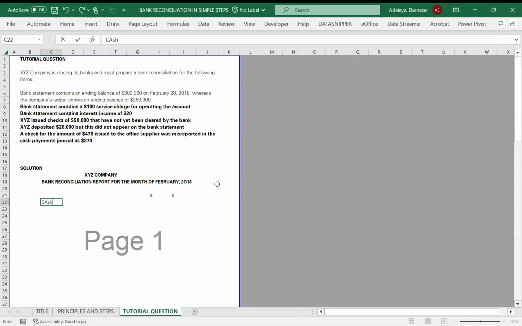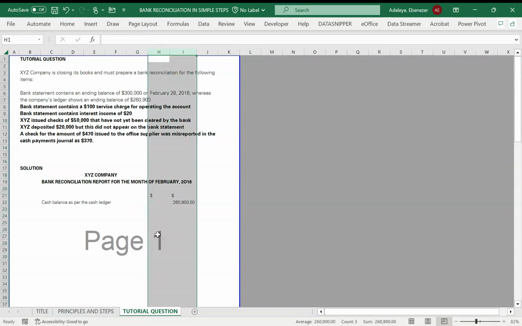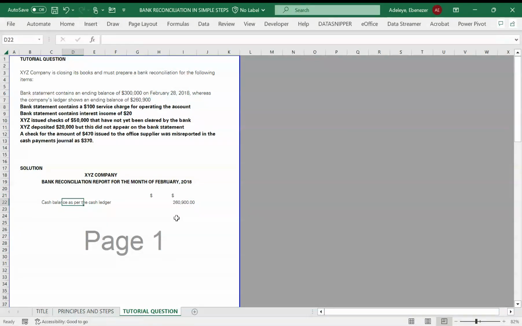So let's just have the cash balance as per the cash ledger, right? And how much is that? We have $260,900. I've formatted these two columns to be accounting. That's the reason for the look. The second thing is to have an area for our add. What are we adding? So we're going to drop down some spaces to accommodate other things that we'll be adding, and then we will have a column space for deduct. So what are the things that we're going to be deducting?